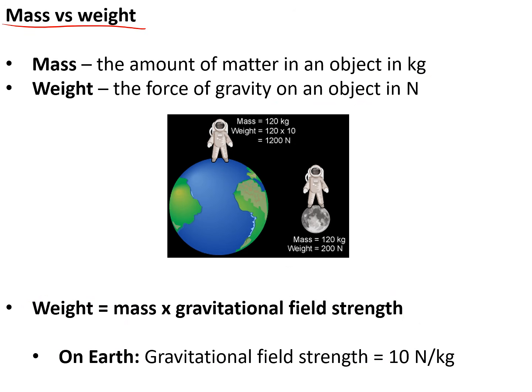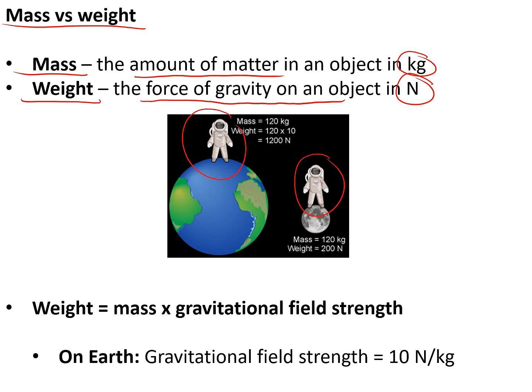Mass versus weight. Mass is a scalar quantity, and it is the amount of matter in an object and is measured in kilograms. Weight is a vector quantity, and it is the force of gravity pulling down on the mass of an object, and because it's a force, it's measured in newtons. Your mass stays the same wherever you are, so this astronaut has a mass of 120 kilograms regardless of whether they're on Earth or on the moon.